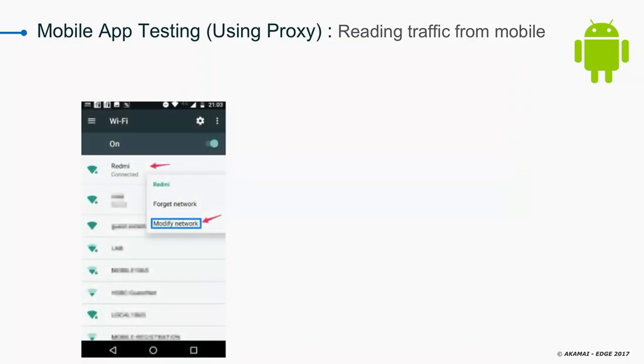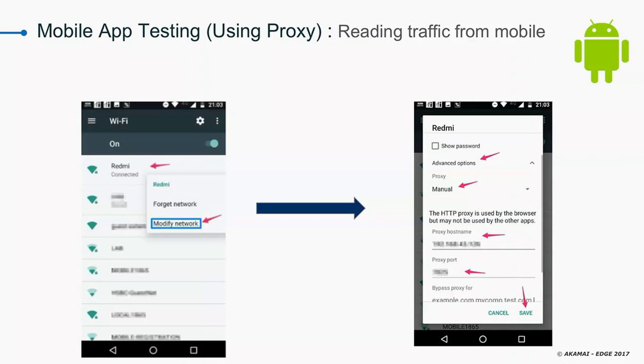This is an example of an Android device. You just need to go into your settings, modify your network settings, and change the proxy hostname and proxy port. Your proxy hostname would be the IP address of the laptop or the machine that you're running this on, and the proxy port would be the port that Charles is running on. Usually it's installed on 8888. You can change that port to whatever you want, but that's what you need to change on the mobile device you want to test your application on.